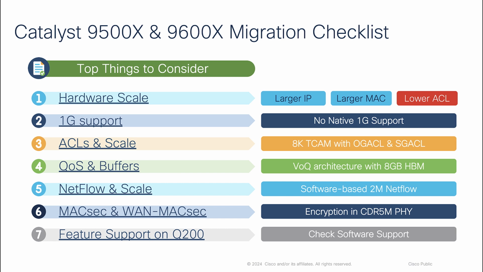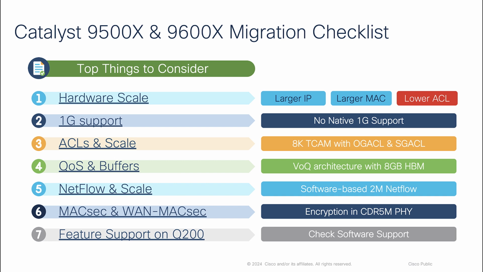When migrating to Q200 based Catalyst 9500X and 9600 models, there are several key considerations. First, hardware scale is crucial. These models offer enhanced support for larger IP and MAC tables, however, lower ACL table and no native 1 gig support. I will talk about how we can overcome this in a later slide. Moreover, it comes with optimized VOQ based QoS with deep buffering. Additionally, you will also need to evaluate software-based 2 million NetFlow scale and MACsec support, especially one MACsec, which is critical for secure high-speed connections.